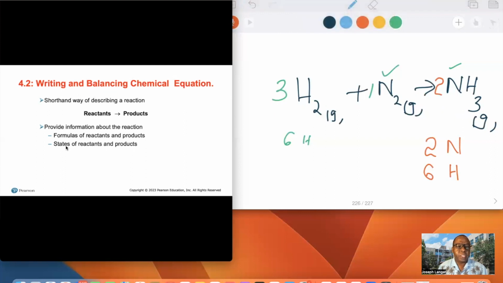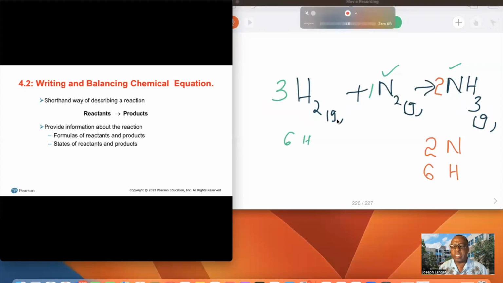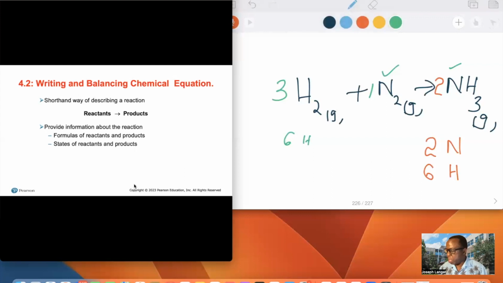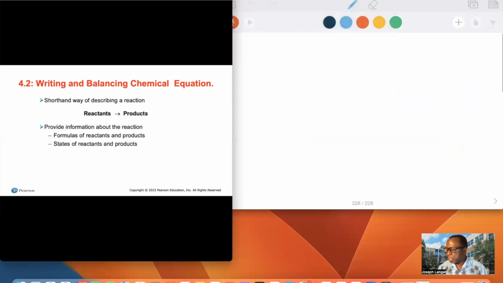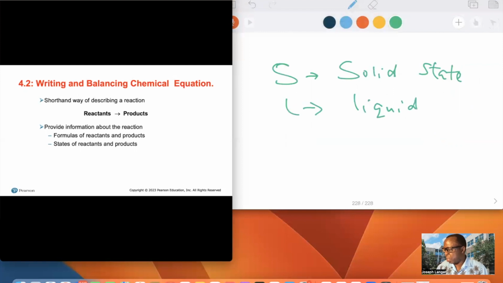Next, the states of the reagents. You will see here I've used G. This means it's in gaseous state. Sometimes we use other states such as S. This means it is in solid state. L means it is in liquid state. And AQ means aqueous. It means dissolved in H2O.